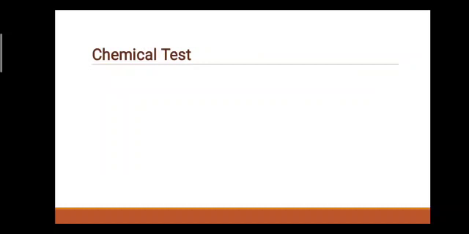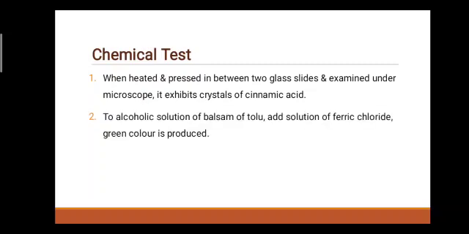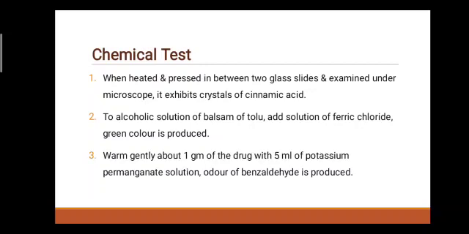Next point, chemical test. First one, when heated and pressed in between two glass slides and examined under microscope, it exhibits crystals of cinnamic acid. Second one, to alcoholic solution of balsam of Tolu, add a solution of ferric chloride. Green color is produced. Third one, warm gently about 1 gram of the drug with 5 ml of potassium permanganate solution. Odor of benzaldehyde is produced.